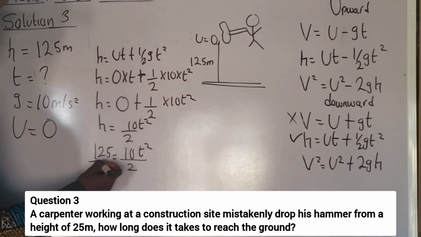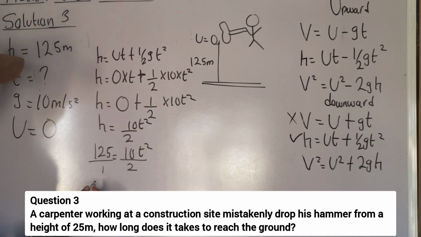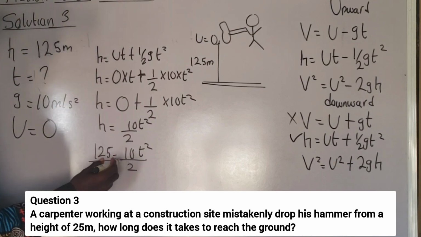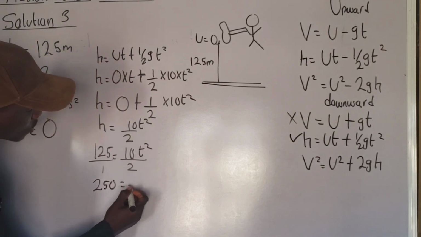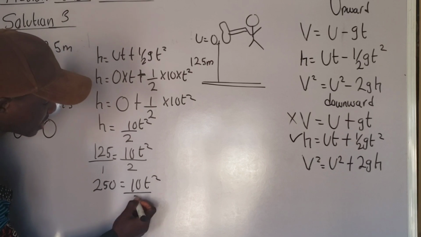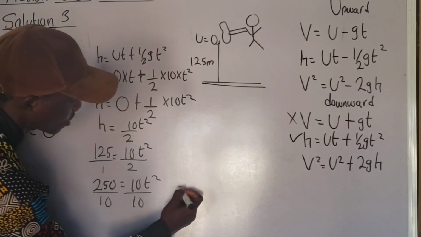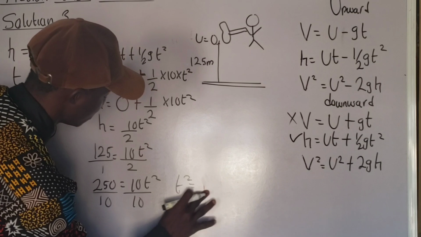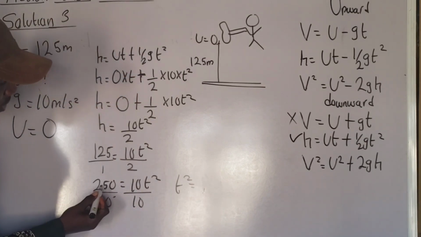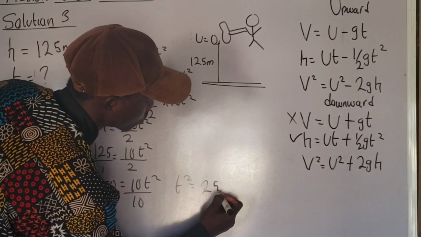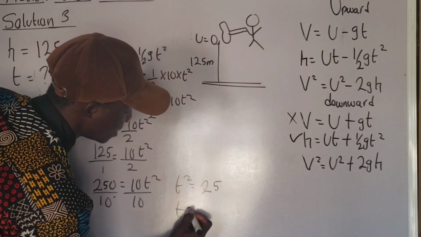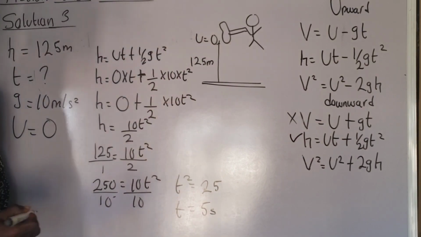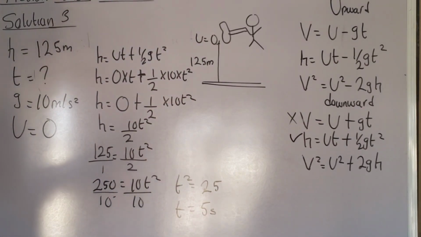You understand? Now I'm going to cross multiply. If I cross multiply, I'm going to have 125 multiplied by 2. That is what? 250. Okay, so I'm going to have 250 equals 10t squared. So I'm going to divide both sides by 10. This over 10 and this over 10. That means I'm going to have t squared equals 250 over 10, which is 25, because 250 divided by 10 is what? 25. So t squared equals 25. So I'm going to take the square root of both sides. So I'm going to have t equals 5 seconds. So the time it takes the hammer to touch the ground is 5 seconds.